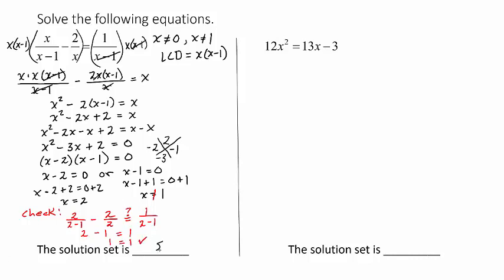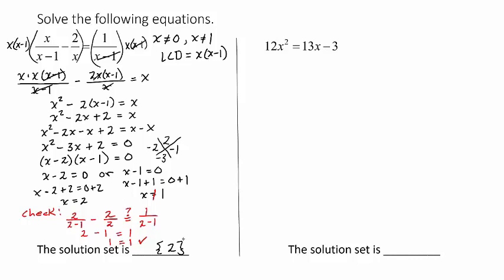All right, so the solution set is just 2. We can't use 1 because it disobeys the domain of a term in the original equation. Okay, so this is a good review of how to solve a rational equation. Okay, let's move on to this next one.